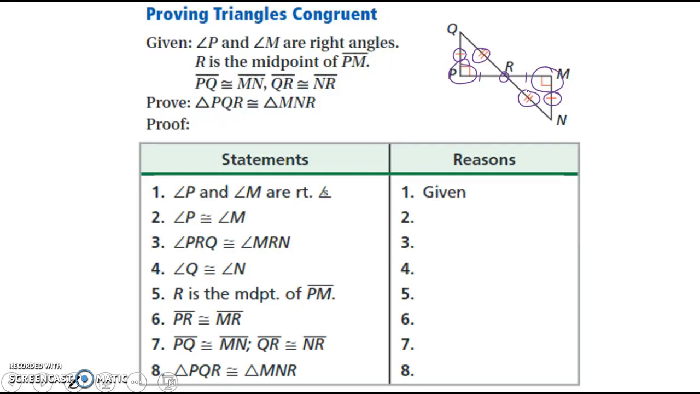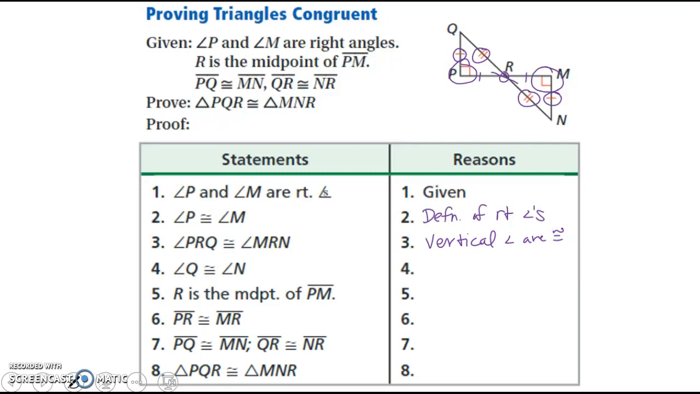So our very first statement: angle P and angle M are right angles. We then have the second statement, angle P is congruent to angle M. How do we know that? Definition of right angles, right? The next one, angle PRQ and angle MRN are congruent. Why? Because they're what? They're vertical angles, and vertical angles are congruent, right? That we know.